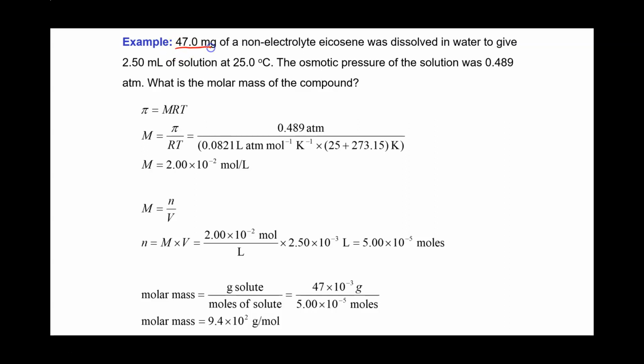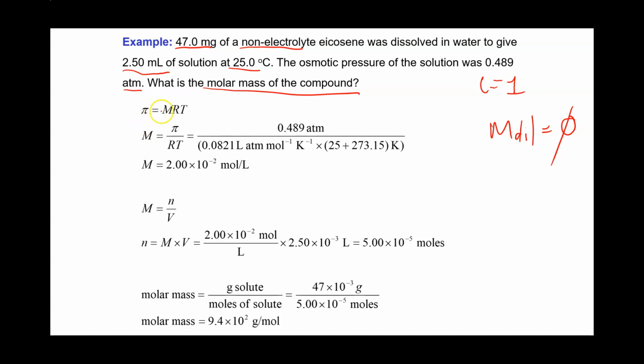So if I've got 47 milligrams of a non-electrolyte, remember that's just telling me that i equals 1, dissolved in water to give 2.5 milliliters of solution, the temperature is 25 degrees Celsius, and the osmotic pressure of the solution was 0.489 atm. What is the molar mass of the compound? It's a little bit unclear, but when they don't mention a second solution, you will assume that the osmotic pressure is against pure solvent.